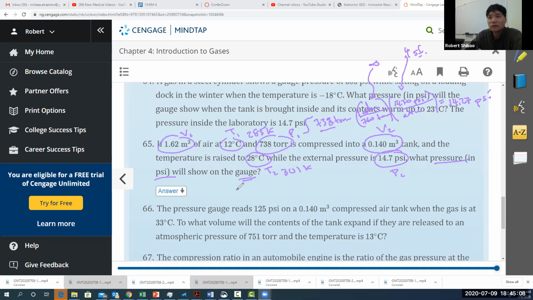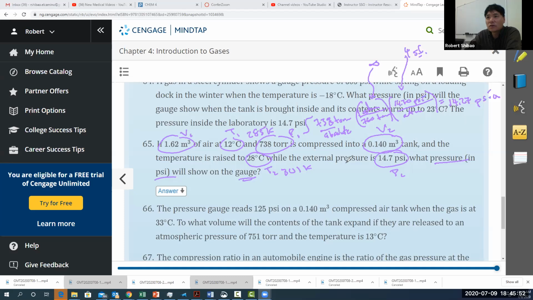Now this is very tricky because they're asking about gauge pressure. And we were talking about gauge pressure versus absolute pressure. And so we have to think, are we dealing with gauge pressure, or are we dealing with absolute pressure? This one seems to be absolute pressure here. Remember, we have to add little descriptors here so that we don't get mixed up. It says 1.62 cubic meters of air at 12 degrees C and 738 torr. That's got to be absolute pressure. And so this is psi A here, absolute.